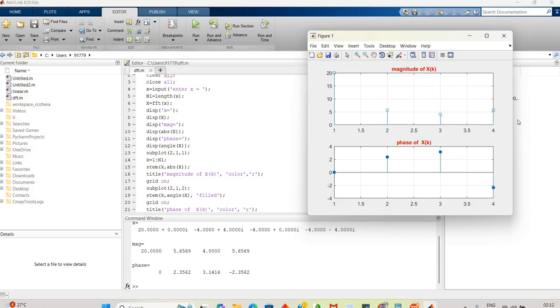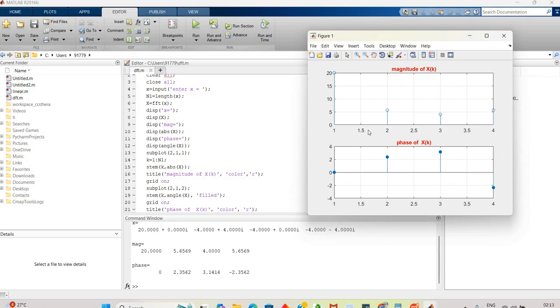Second, third and fourth: we are having a 4-point DFT. The second magnitude is 5.6569, so the magnitude here is around 5.6569. Then we have magnitude 4, so at the third point we are getting 4. Then at the fourth point we are getting 5.6569.